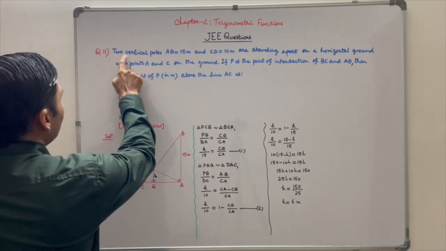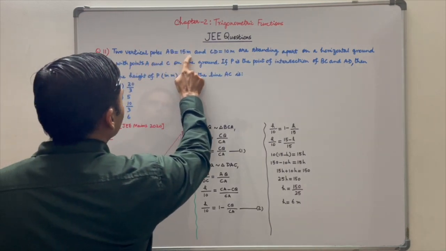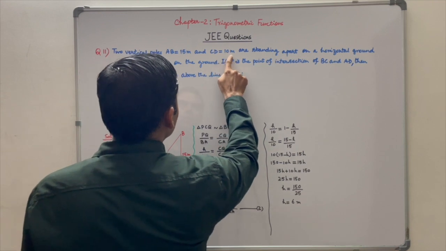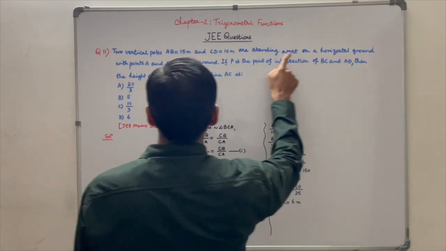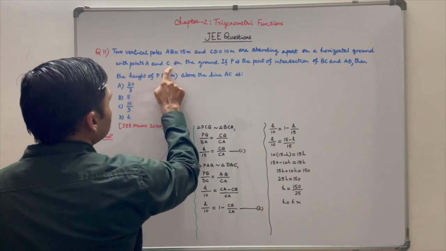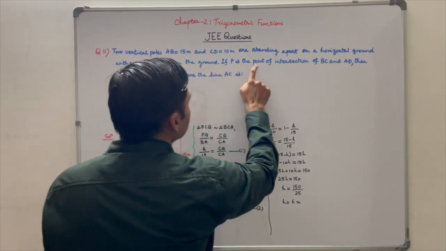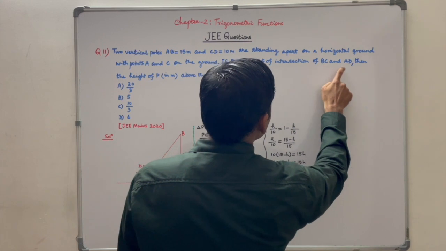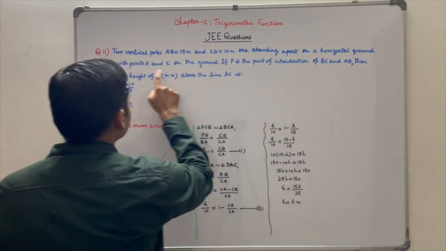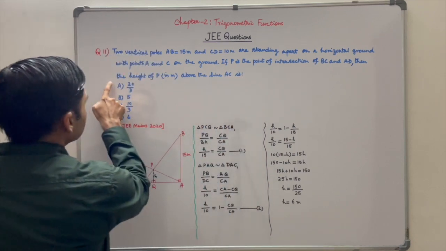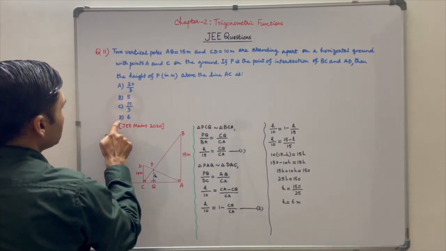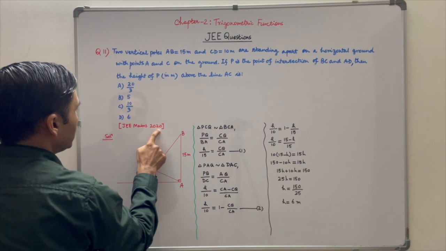11th question: two vertical poles AB = 15 meter and CD = 10 meter are standing apart on a horizontal ground with points A and C on the ground. If P is the point of intersection of BC and AD, then the height of P in meter above the line AC is. These are the options given. This question appeared in JEE Mains 2020.